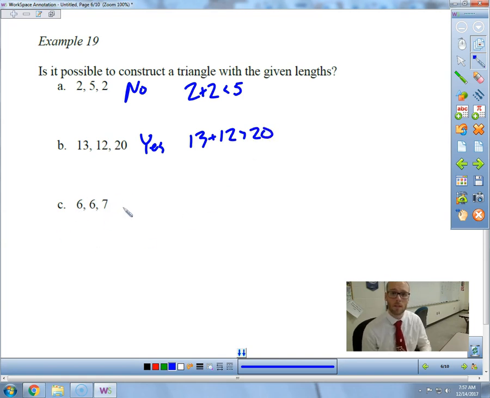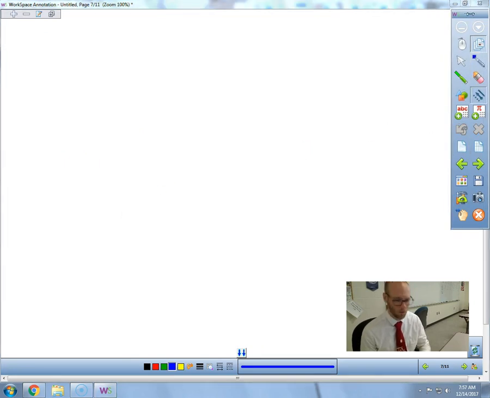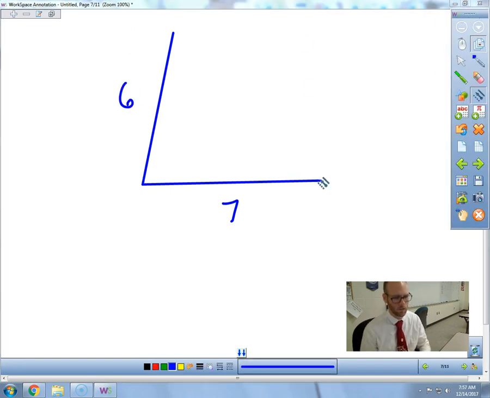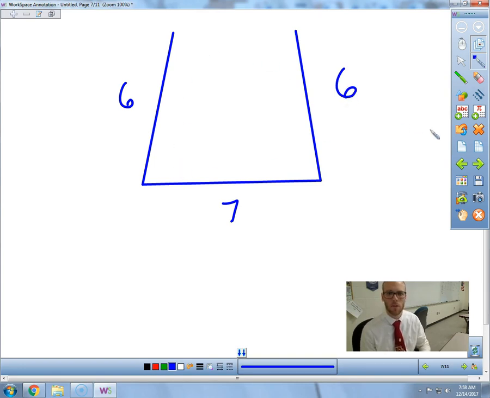How about 6, 6, and 7? Are those going to make a triangle? Put 7 on the bottom. Let's say this is 6 then. Let's say this is 6. Are those going to connect? They're going to reach each other? Yes, they will.